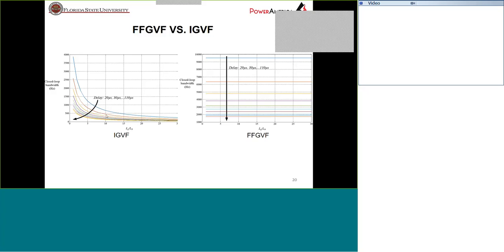But with FFGVF, we can see that first, the bandwidth is not affected by the weak grid effect. Second, with increased delay, the bandwidth will reduce some. But even with 100 microseconds delay, we can still have a decent bandwidth at over 1K hertz.